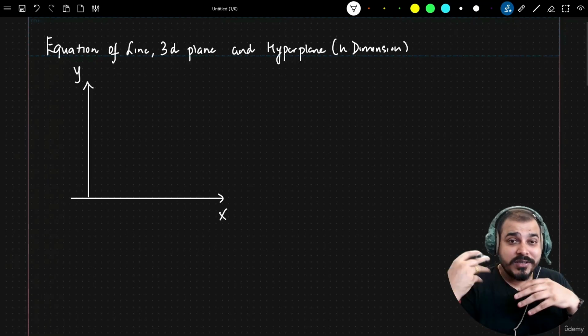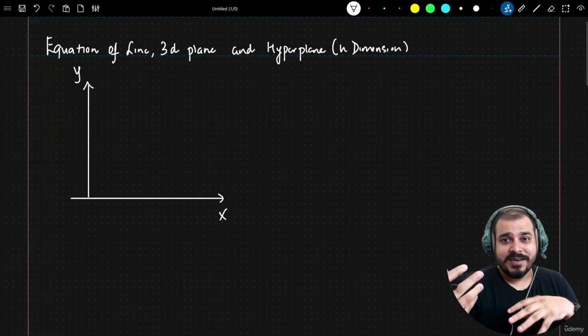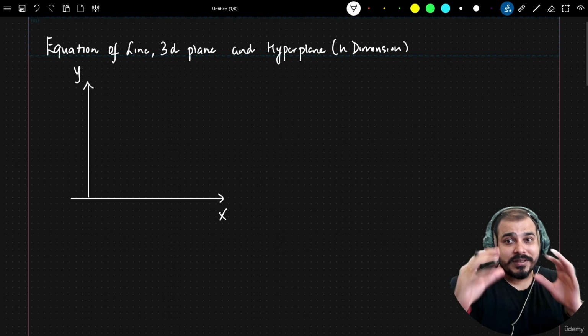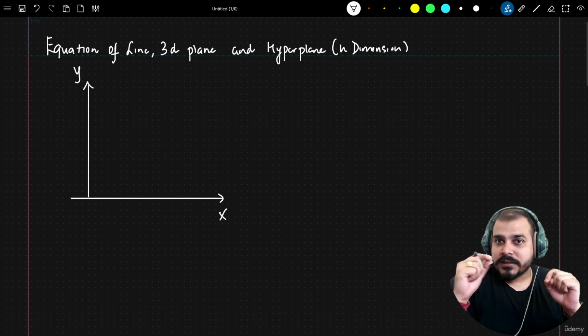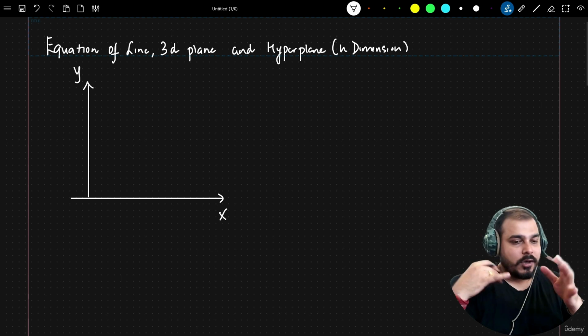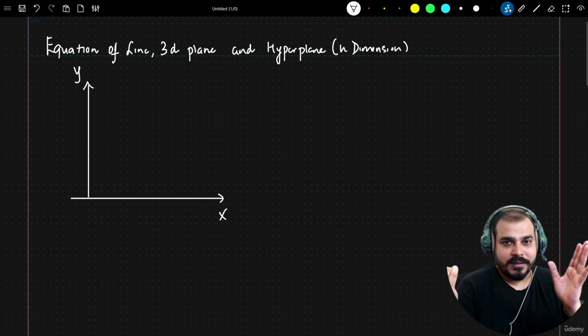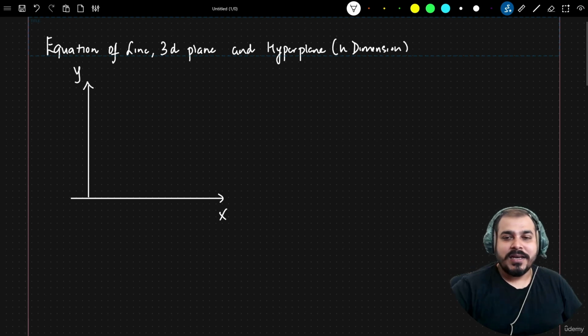In this video, we are going to discuss the equation of a straight line, and we are also going to understand the 3D plane and hyperplane. Now, this is a super important topic before we start any machine learning algorithm like logistic regression or support vector machine. Let us consider an example.